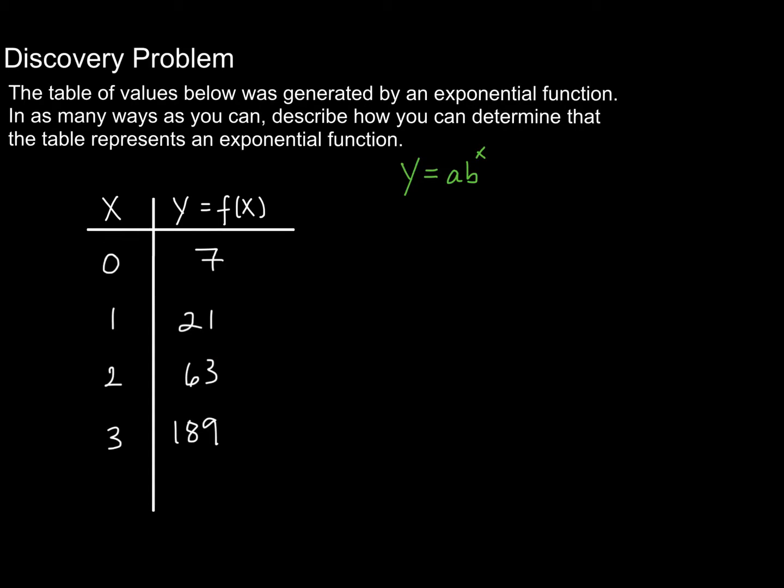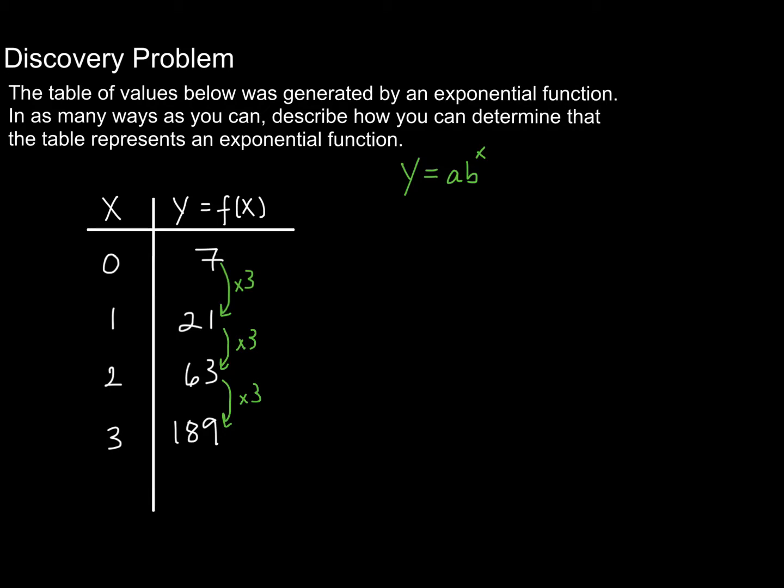So how can I test this out? Well, what would I need to multiply 7 by to get 21? Or in other words, what's 21 divided by 7? And that is 3. And hopefully it's about the same to get me from 21 to 63. And sure enough, it's exactly the same. And 63 to 189, again, is multiplication by 3. So that's one way that I can see that this is data that would be modeled really well, in fact, perfectly well, by an exponential function.